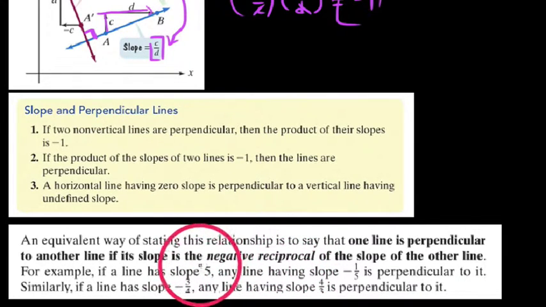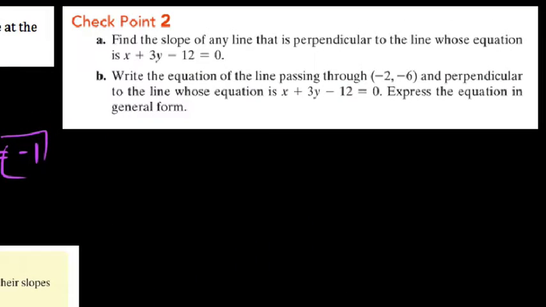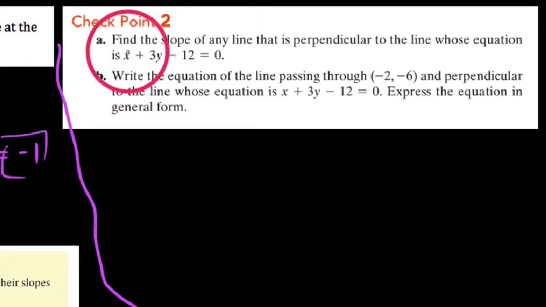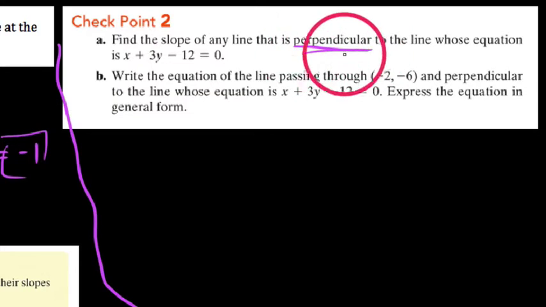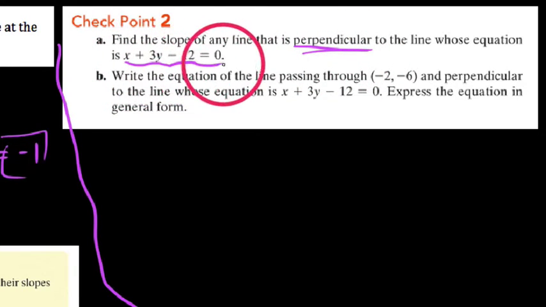So if we have a line with a slope of 5, or 5 over 1, then -1 over 5 is perpendicular to it. Likewise, -3 over 4, well, positive 4 over 3 will be perpendicular. For this last example, we're going to run through a couple of letters, but the first one says, find the slope of any line that is perpendicular to this line, which I've given in general form.